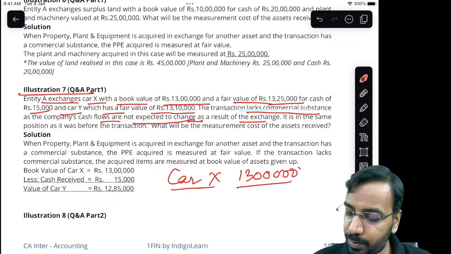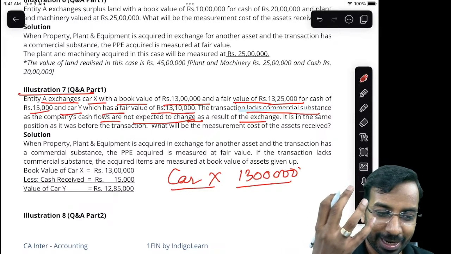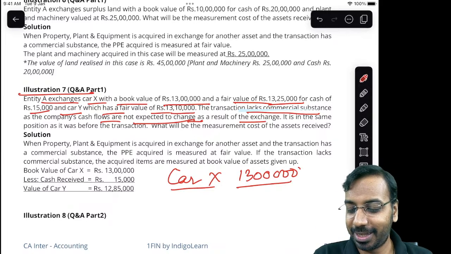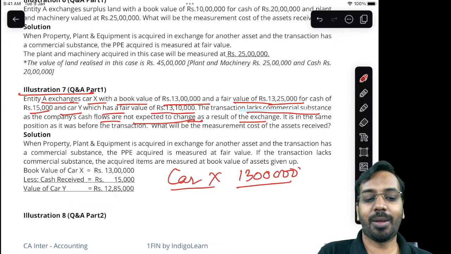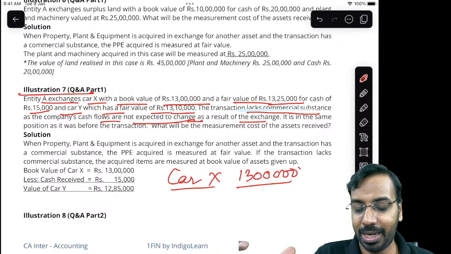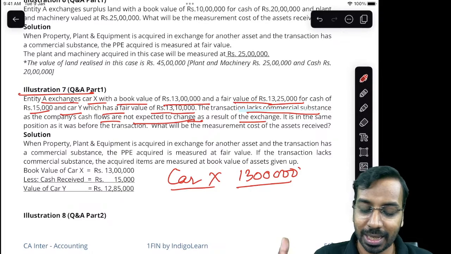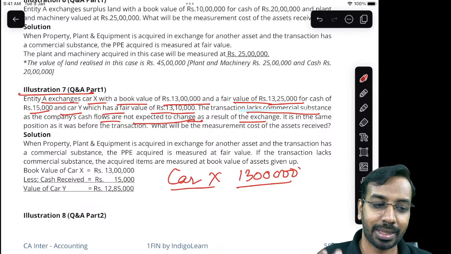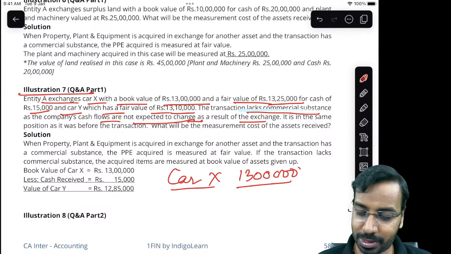Car X, 13 lakhs, has been given up. See, whatever I am teaching now, please absorb that. In fact, this we have already done in the past also. The previous accounting standard revision covers again AS 1. All the standards are already covered. The live session was here to again have an interaction with you and do it on a fast-track basis, right?